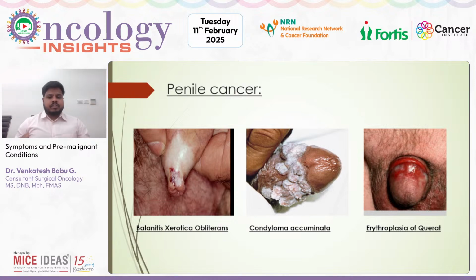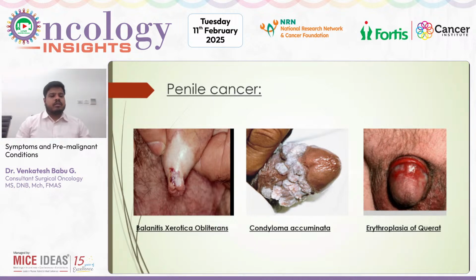And usually they are superficial lesions with scaling and crusting. If it appears on the skin, we call it Bowen's disease. And if it appears on the mucosal surface, that is over the glans penis or on the mucosal surface of the prepuce, that is called erythroplasia of Queyrat. Another important pre-malignant condition is condyloma acuminata, which is also HPV related. It is usually a warty polypoidal growth, which appears more commonly around the coronal region, as you can see in the picture. And sometimes these coalesce to form a giant condyloma acuminata, also called Buschke-Löwenstein tumor.